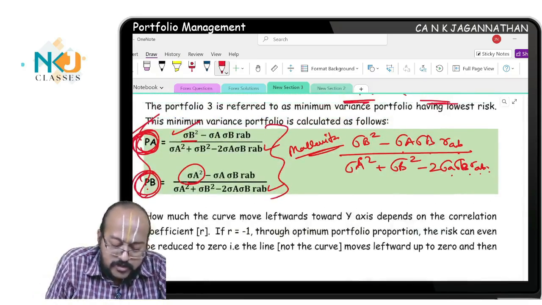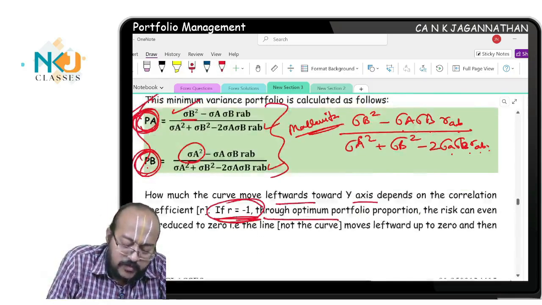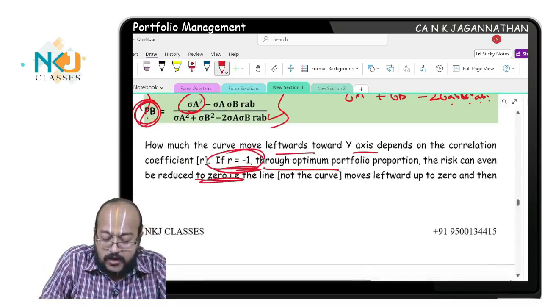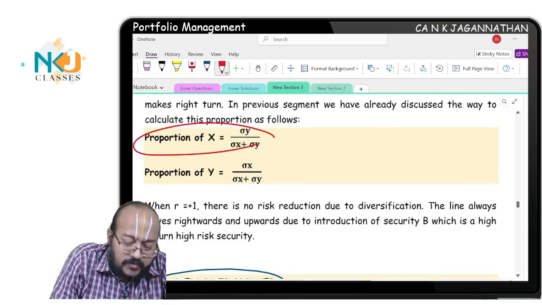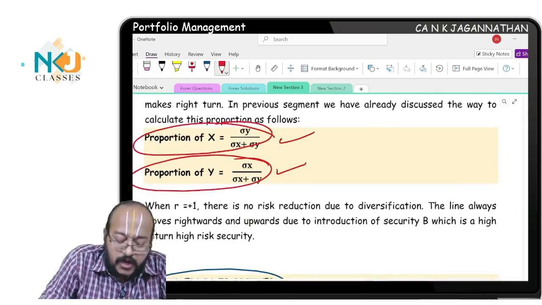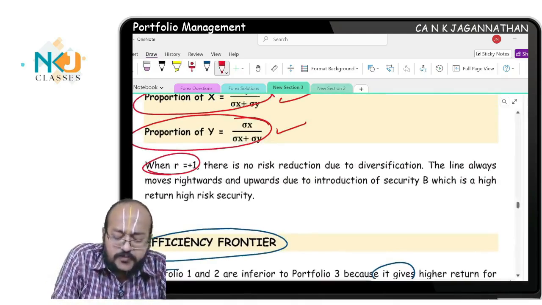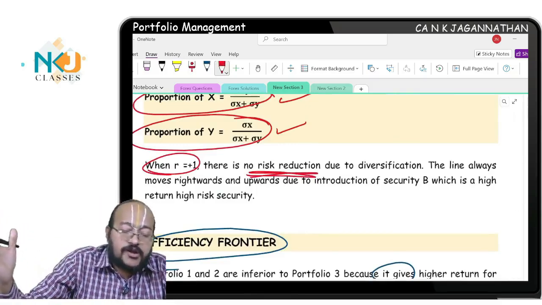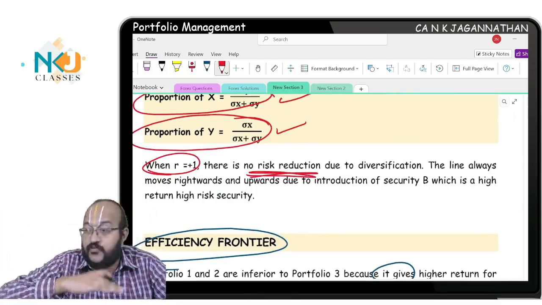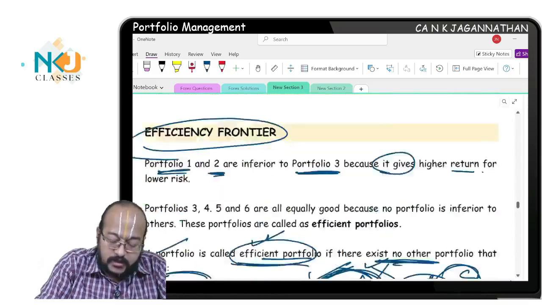Now this I have calculated. See how much the curve moves leftwards toward y-axis depends on the correlation. If correlation is -1, through optimum portfolio proportion, the risk can even be reduced to 0. Okay, and these things I have discussed already. In that case, this will be the zero variance portfolio. Now when correlation is +1, there will be no risk reduction happening. The curve will never move leftwards itself. It will directly move to right side. Are you all understanding? Okay, this is the efficiency frontier.